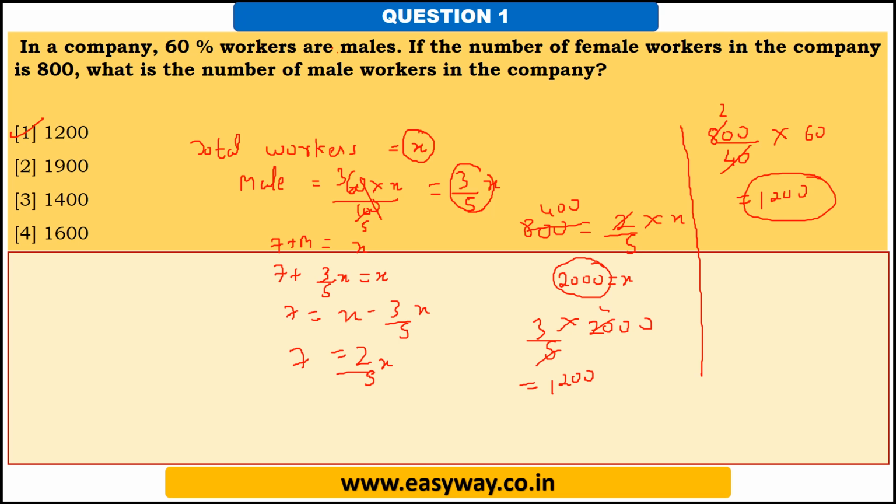But if you don't understand this method, you can always go by the earlier method. What you have to do is take the number of females upon the percentage of females and into the percentage that you have to find out. That means in this case, we have to find out the number of males, so we have to take the percentage of males. If it was to find out the total number of workers in the company, then we would have taken 100 here. So the answer here is 1200. That is, option number 1 is the correct answer.